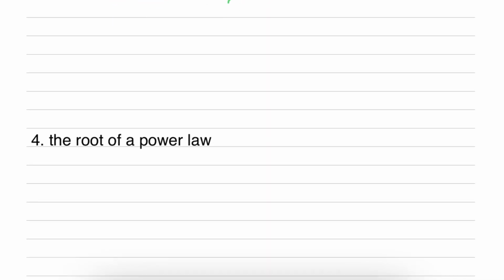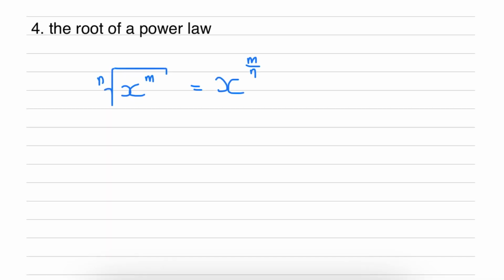And now we get to the more interesting laws. The root of a power law states that, let's say you have x to the power of m, and you are taking the nth root of that x to the power of m. We can then rewrite this as x to the power of m divided by n. So it's this little inside exponent being divided by that outside little number.